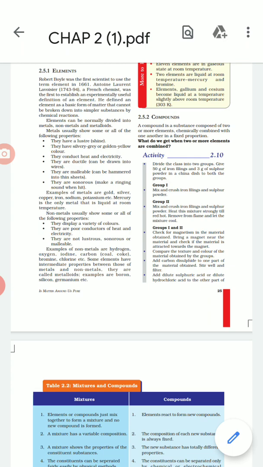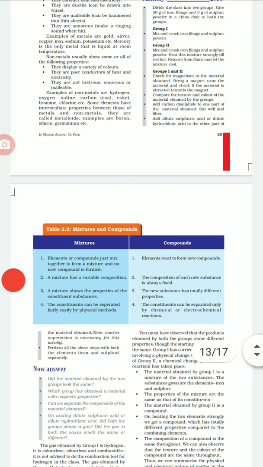Right? So next, they have told us to add carbon disulfide to one part of the material, stir well and filter. So again they have given one chemical, carbon disulfide, and you have to put it in and filter it. Add dilute sulfuric acid or dilute hydrochloric acid to the other part. So to group 1 you can add the first one, that is carbon disulfide, and to group 2 you can give dilute hydrochloric acid. You will observe that the products obtained by both the groups show different properties.